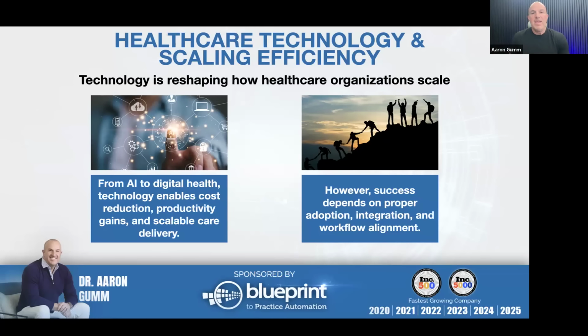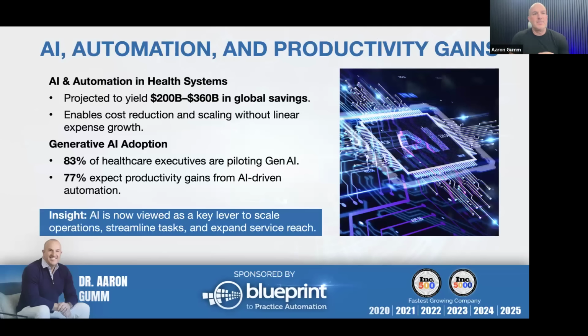You got to get with our team and make sure you're utilizing the assets that you have in place to scale your practice, because AI and automation, projected to yield $200 to $360 billion in global savings, enables cost reduction and scaling without linear expense growth. 83% of healthcare executives are piloting Gen AI. 77% expect productivity gains from AI-driven automation. So that's what Blueprint to Practice Automation does.